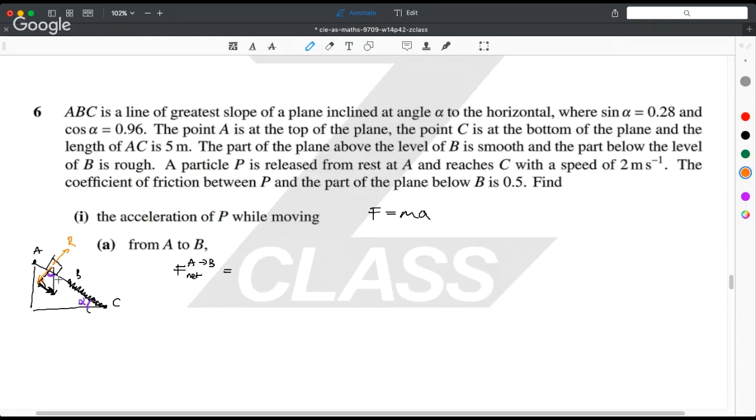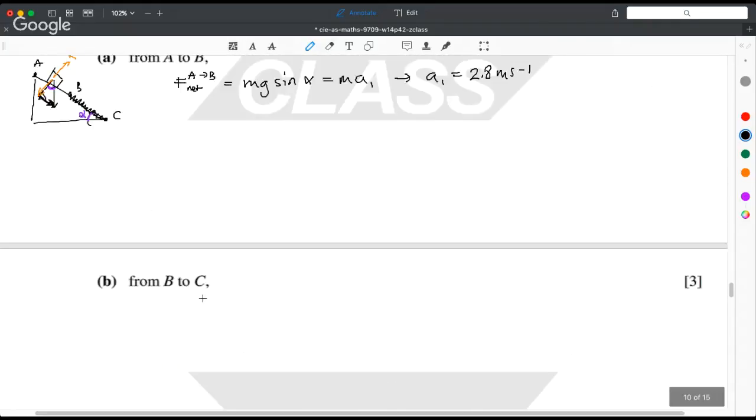So that thing cancels out. So the only component we care about is the one along the plane, which of course is the one that's going to be accelerating it along the plane. And that's just mg sine of alpha. And this is equal to m a1. And if you solve, you get that a1 is equal to 2.8 meters per second squared. The mass cancels. Okay, well that's all well and good. Now what about from B to C?